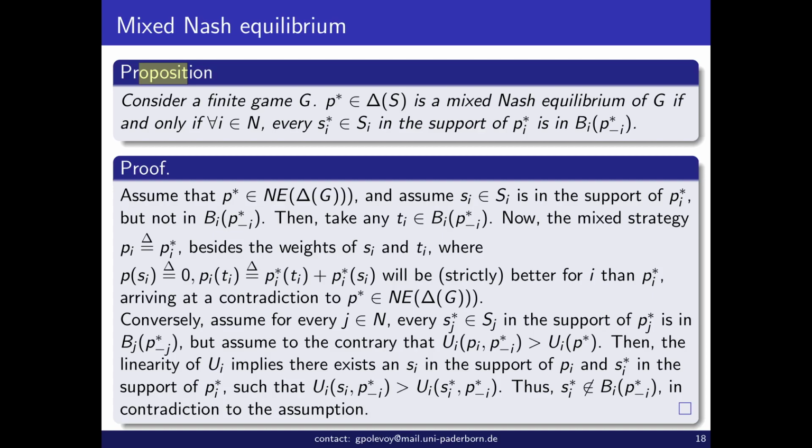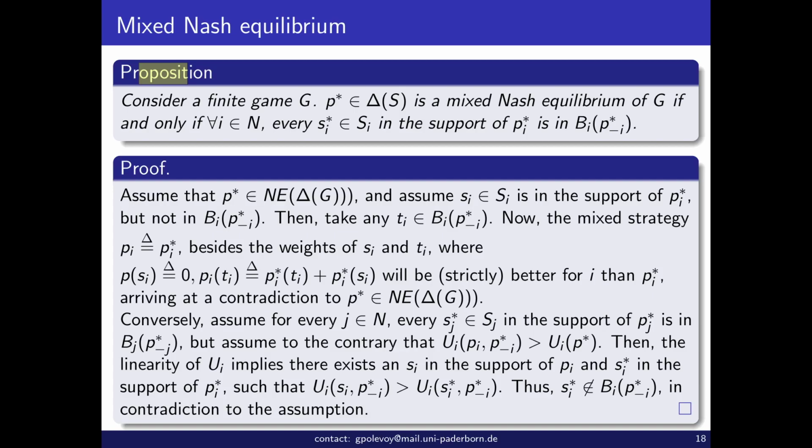every pure strategy in the support of that player's strategy is a best response. So it's not only that P star I is a best response to what others do, so P star I has to be a best response to the P star of minus I. That is by definition of a Nash equilibrium.